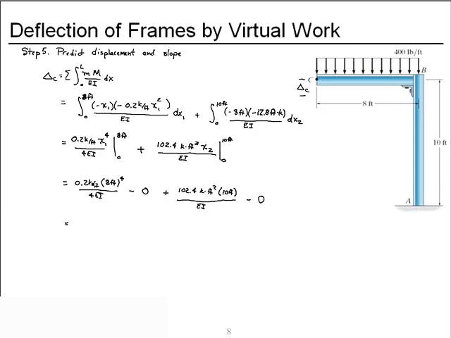Here we're going to get kip feet cubed over EI. That's good. They need to be consistent units, and that's worth checking when we're integrating polynomials. Together, this combines to a positive 1,229 kip feet cubed over EI. Remember, we drew our virtual force down, so a positive means we have a downward prediction.